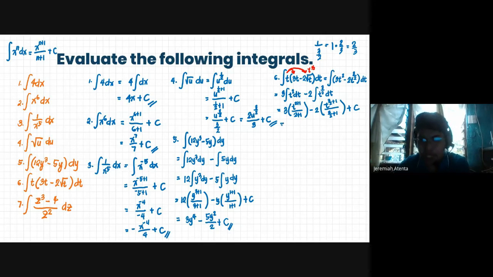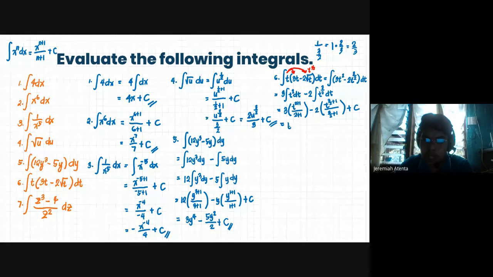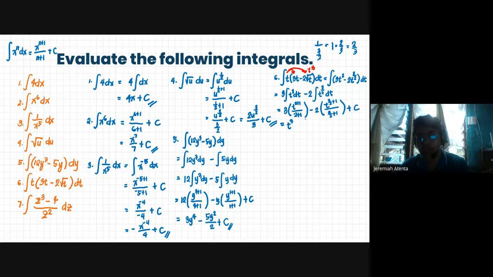Okay? And after that, let's clean this. Simplify. 3 over 2 plus 1 is just 3. So you have 3 over 3, 1. So yung matitira will be t cube na lang. Right? 2 plus 1 is 3. Minus, we have 3 halves plus 1 is 5 halves. So you have 2t to the 5 halves over 5 halves. Then plus c. Then let's simplify it further.